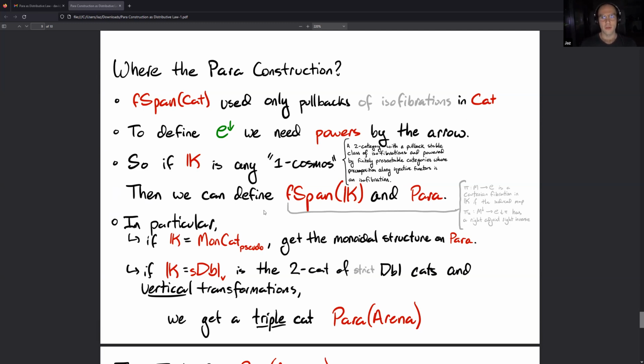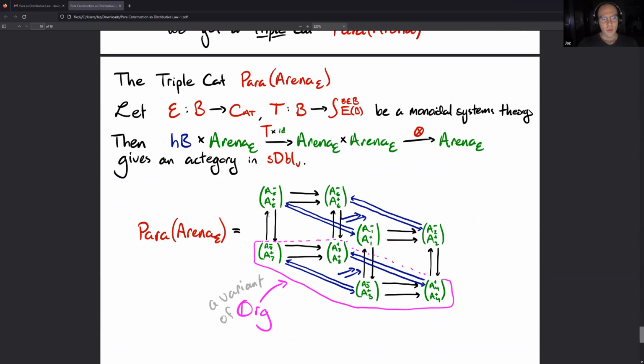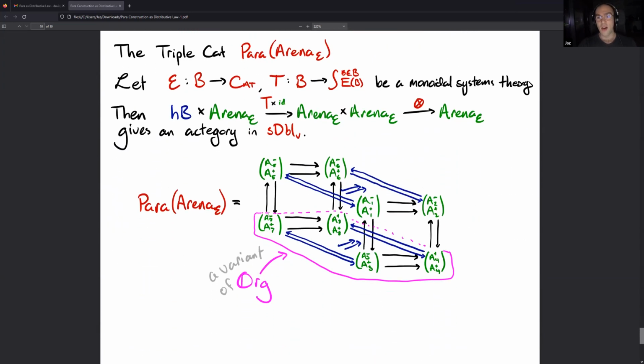So it has these vertical structure isomorphisms here. So it's only actually weak in one direction. And we can apply this now to this particular actegory internal to double categories. So if we have a monoidal systems theory, then arenas, which is this double category of lenses and charts, excuse me, then arenas are monoidal as well.